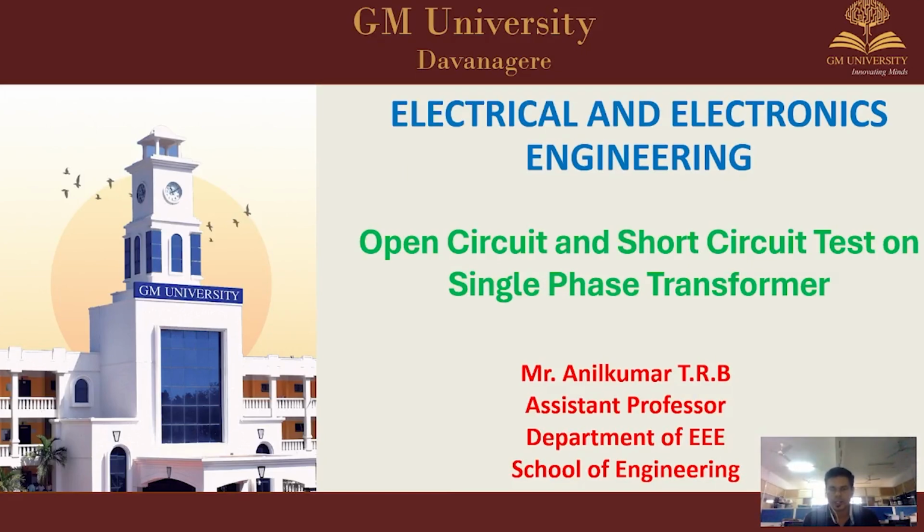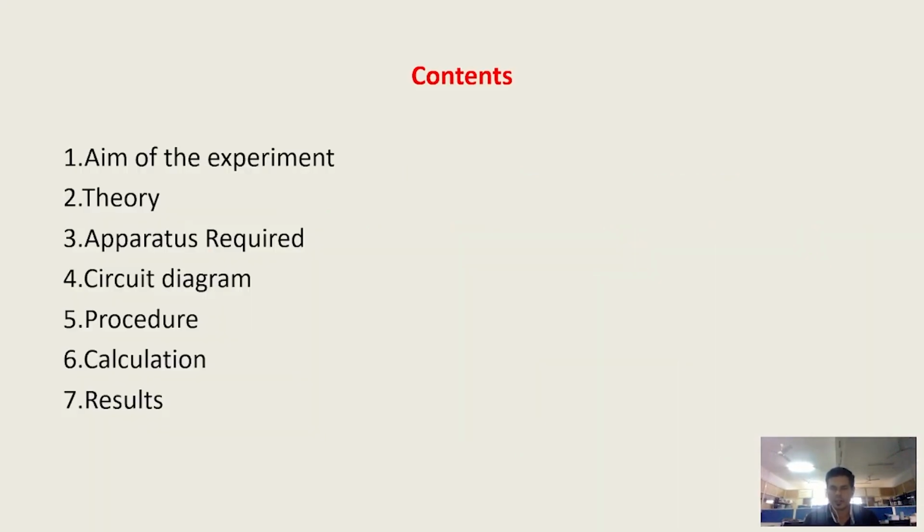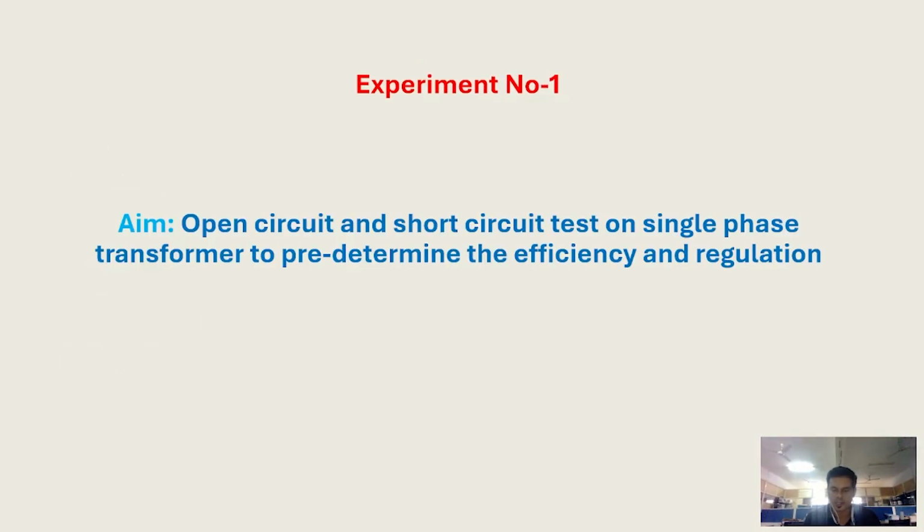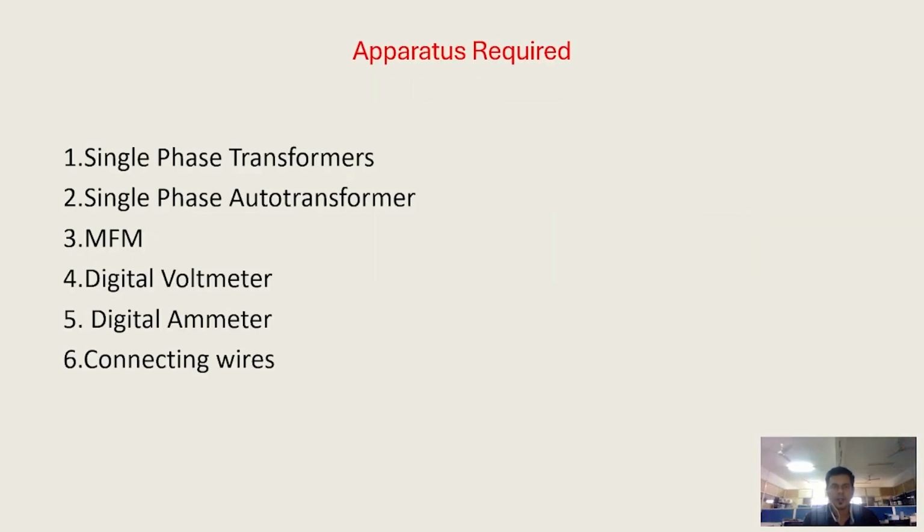So today we are going to study experiment number 1, that is the open circuit and short circuit test on a single phase transformer. These are the contents: aim of the experiment, theory, apparatus required, circuit diagram, procedure, calculations, and results. The aim of the experiment is to predetermine the efficiency and regulation of a transformer by conducting the open circuit and short circuit test on a single phase transformer.